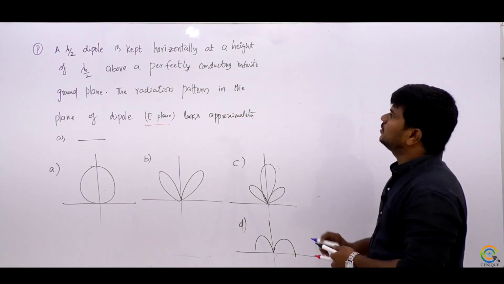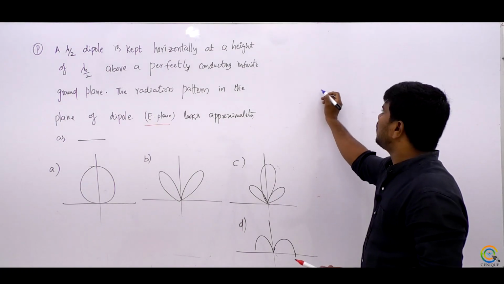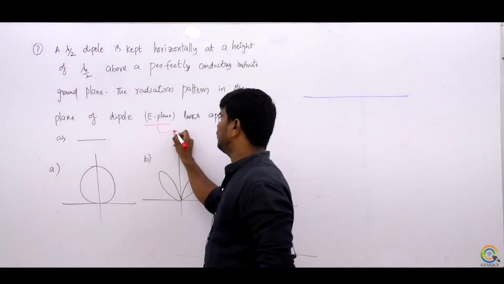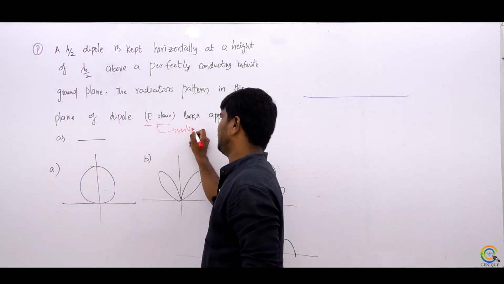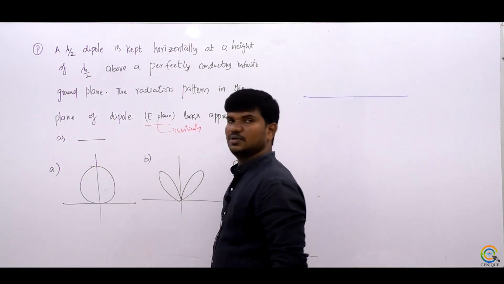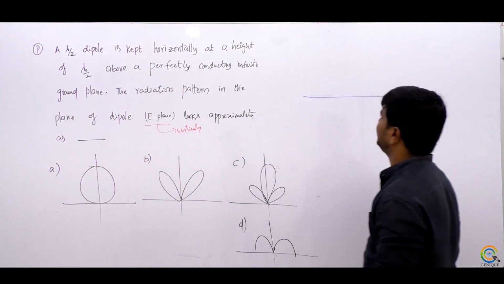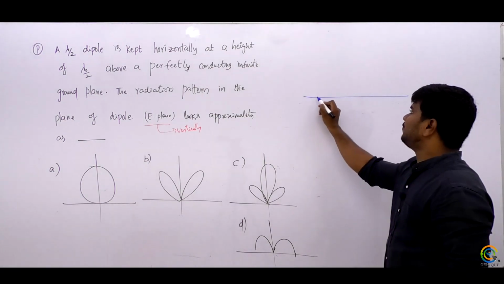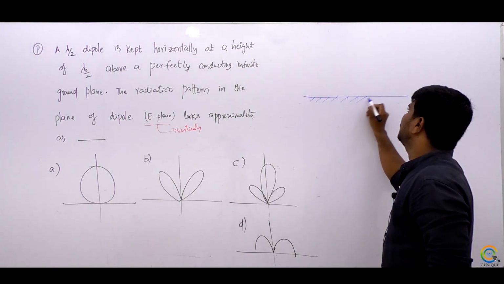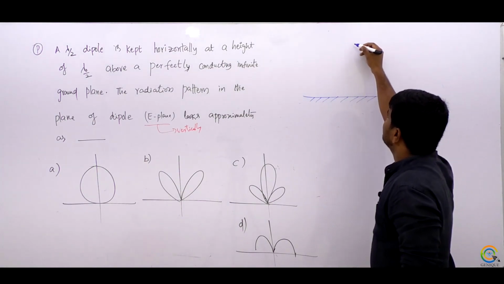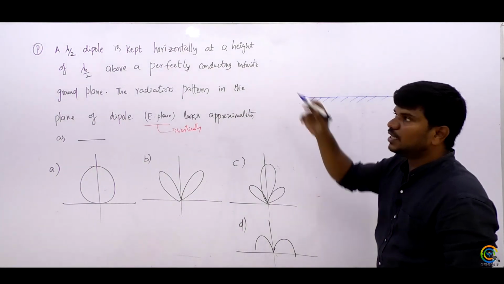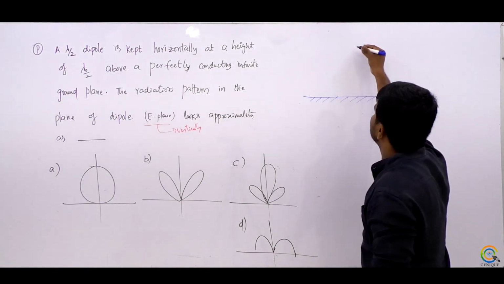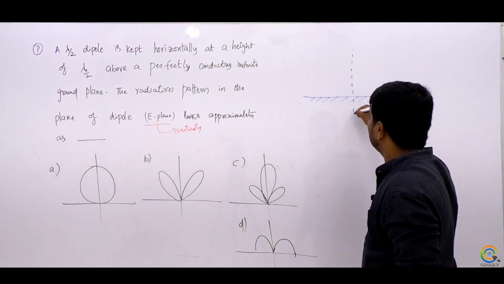So what he has given is a perfectly grounded plane. Here the E plane means they are placed vertically. If you observe this, there is a perfect ground plane, and on the vertical axis the lambda by 2 dipole is kept. Let us suppose this is the vertical axis.